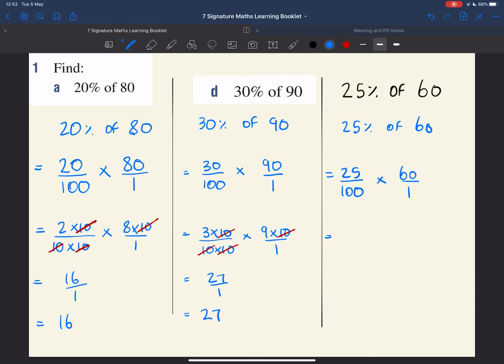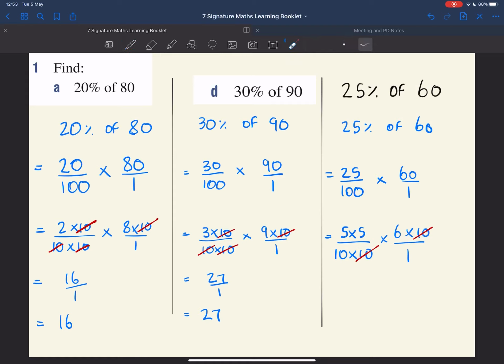Next step, break the numbers down. So 25 can be broken down into 5 times 5. All right, let's do 100. Let's do 10 times 10. And then 60 can be 6 times 10 over 1. All right, here's something a little bit trickier. Have a look. I've got a 10 here that I can cancel out with a 10 here, right? But then you can see I've got this other 10 here. There's no other 10s on the top. So let's just cross these ones out.